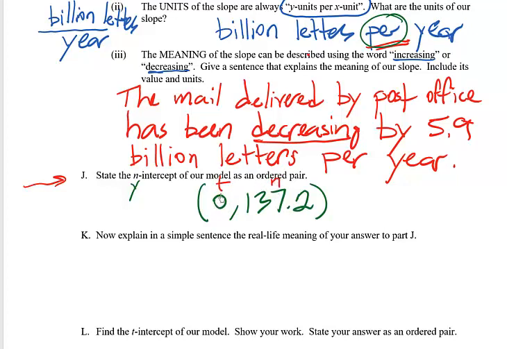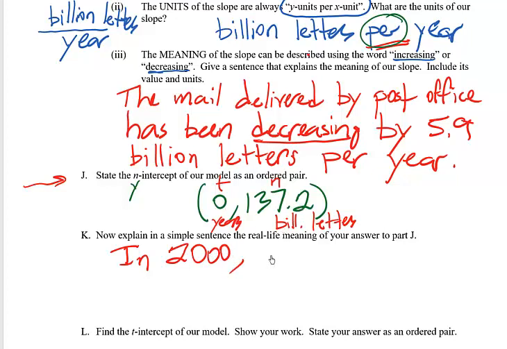The first number is always a t, the second number is an n, which means this is years since 2000, and this is billions of letters. So what are we saying? Let's see. In the year, well, what year would we be talking about? If it's 0 years since the year 2000, then we're talking about the year 2000.